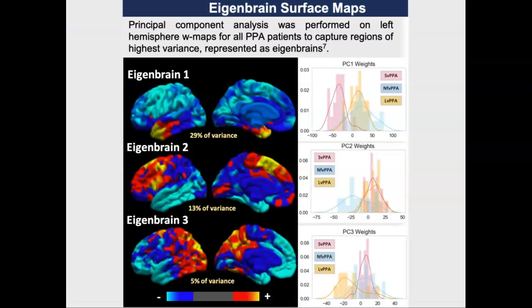Here we shift our focus to classification by first identifying regions that best differentiate the three cohorts. Using principal component analysis, we derive the following eigenbrains from the left hemisphere W-maps. These three eigenbrains capture approximately 50% of the variance in the entire PPA sample, and you can see that the positive values on these maps isolate regions that correspond to a unique PPA cohort, demonstrated by the negative PC weights shown in their adjacent histograms.